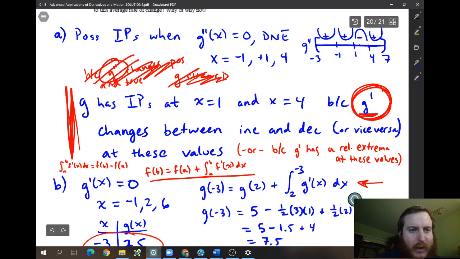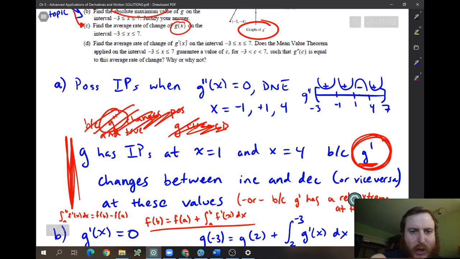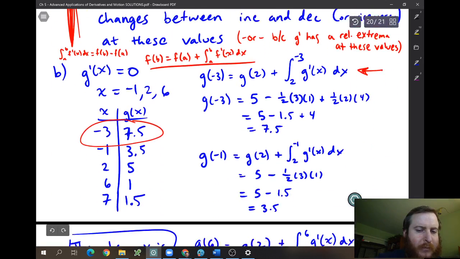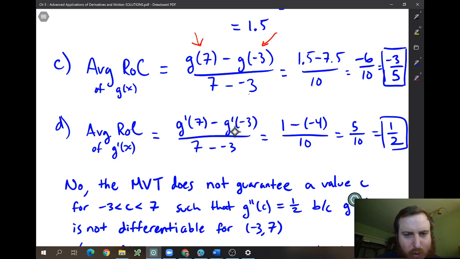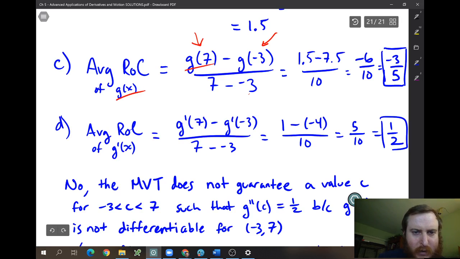And then after that, they ask us to find the average rate of change of g prime of x, and whether the mean value theorem on this interval guarantees a value of c such that g double prime would be equal to this average rate of change. So our average rate of change of g prime of x will be g prime of 7 minus g prime of -3, right? For g of x, it was g of 7. For g prime, it's g prime.